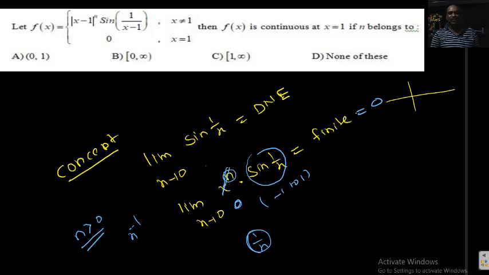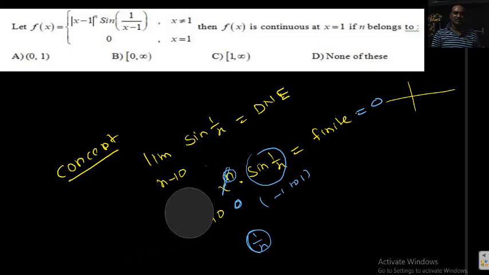Take any n value. You take n equal to 1, for example, x power 1 into sine 1 by x. X is tending to 0, sine is a finite value, the product tends to 0. Take n equal to 2 also, n equal to 3 also. You take n equal to 1 by 2 also, no problem. Root x, as x tends to 0 plus, root x tends to 0 only. So your n value should be greater than 0. That is the answer for this.